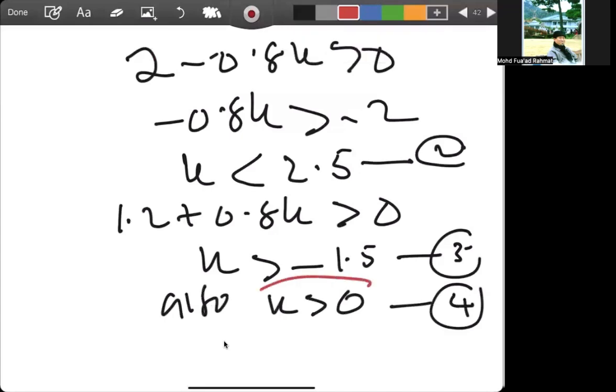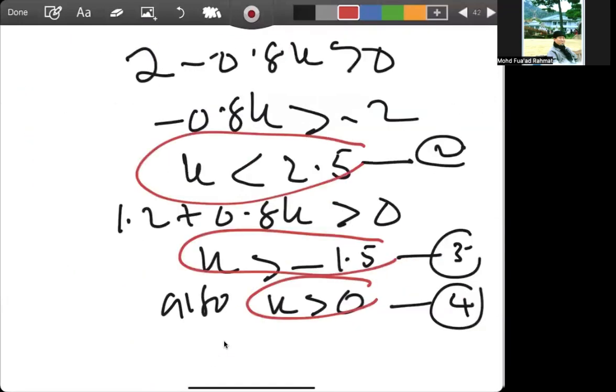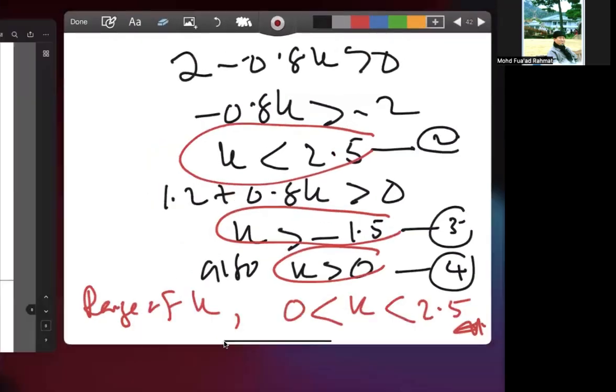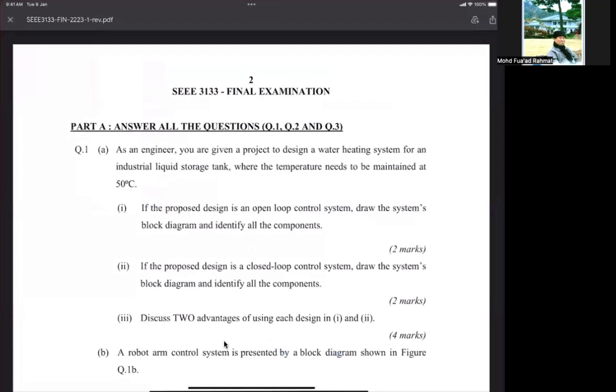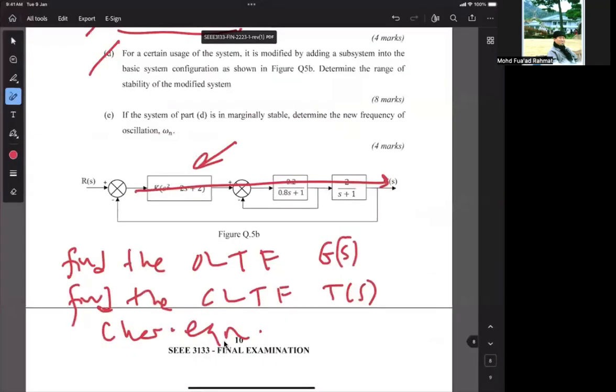So you have 4 ranges over here. Okay. Then you accumulate, then you simplify. So the range of k will be 0 less than k less than 2.5. So this is the final range of stability. And the final one is if the system in part B is marginally stable, determine the new frequency of oscillation omega n.